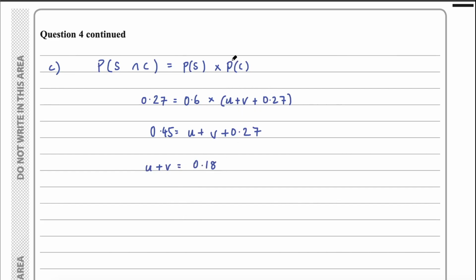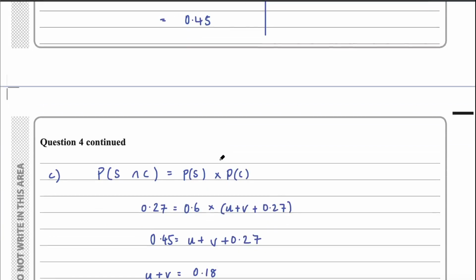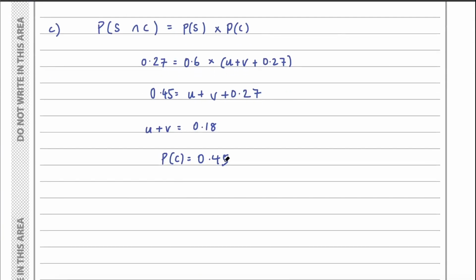Therefore, going back to this probability of C, I can say that the probability of C is going to be 0.18 plus 0.27 again. Well, I've done the reverse again, but this is going to be 0.45. However, you could have also inferred that probability from part B as well. We have the probability of a chocolate bar equal to 0.45. Let's go ahead and use that for the next step.